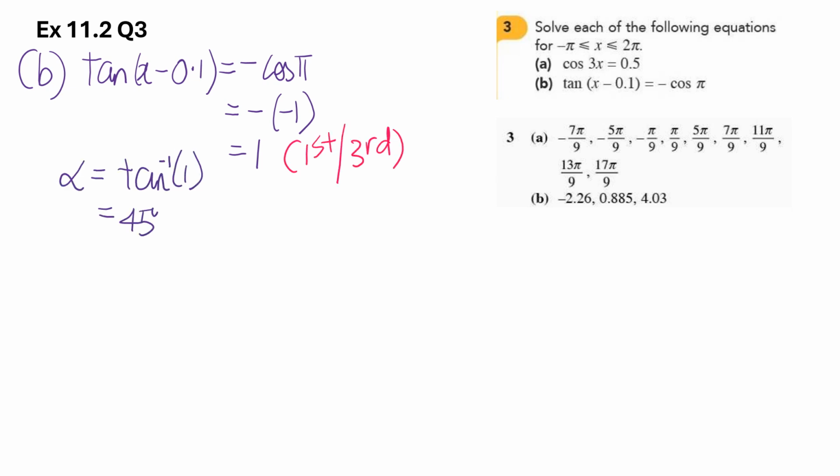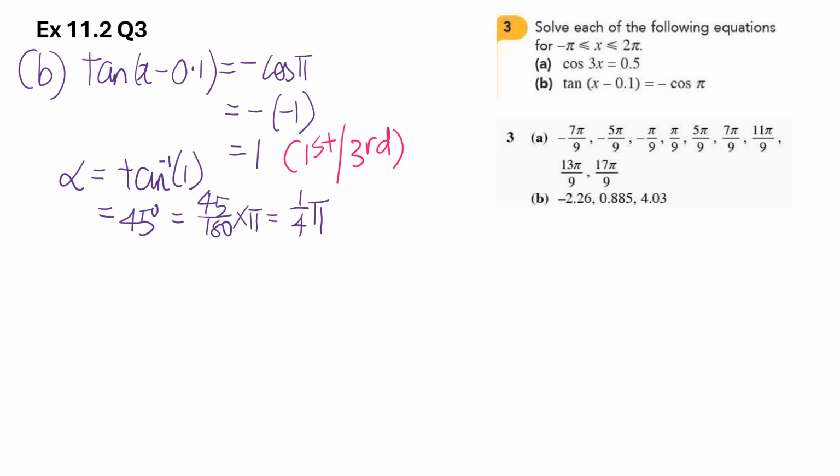Alright, so first thing first is to find the alpha, which is just tangent inverse 1. You can just use a calculator again. Tangent inverse 1 gives you 45 degrees, but we need to convert 45 to radian because the answer given is between negative pi to 2 pi. In this case, it's a special angle, right? You can actually express it exactly in terms of pi, which is 1/4 pi.